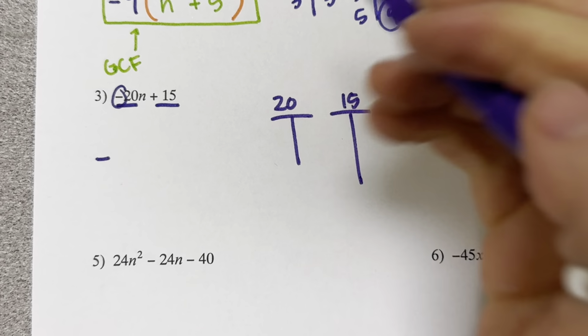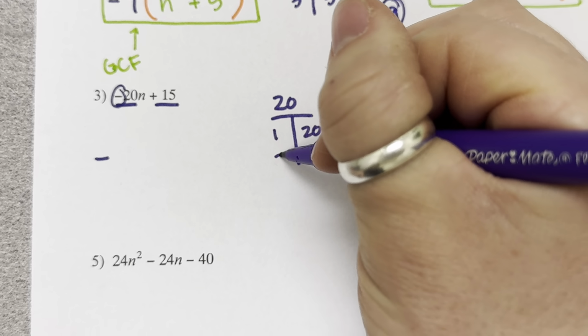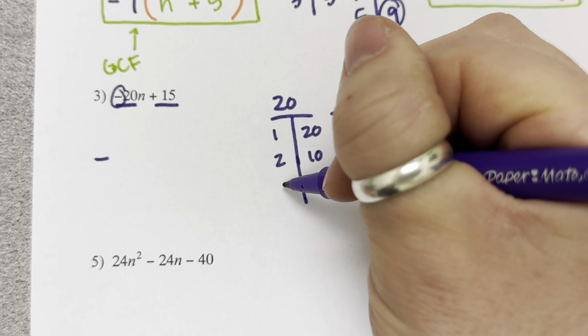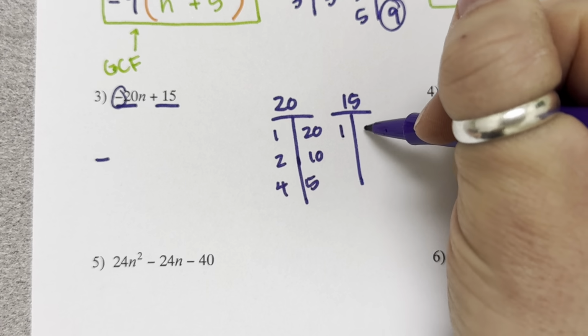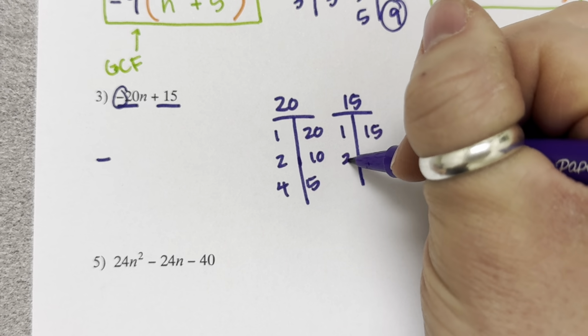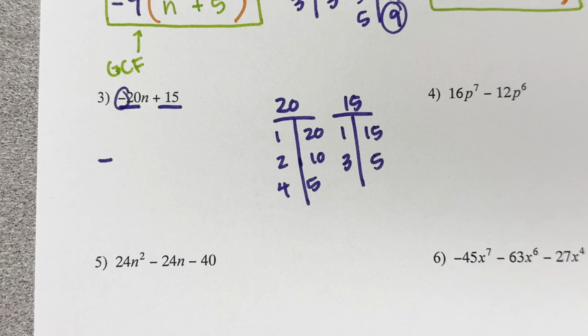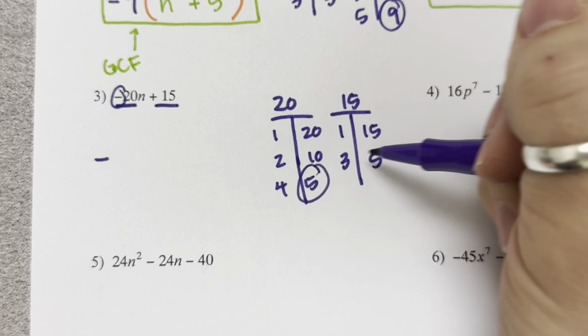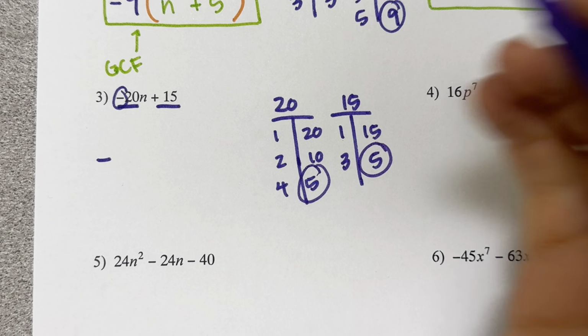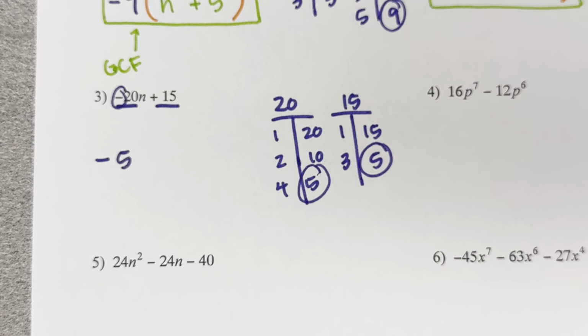15. 1 times 20, 2 times 10, and 4 times 5. 15, 1 times 15, and 3 times 5. And I can see that my GCF, the biggest number that appears on both of those lists, is 5. So I can take out my 5.